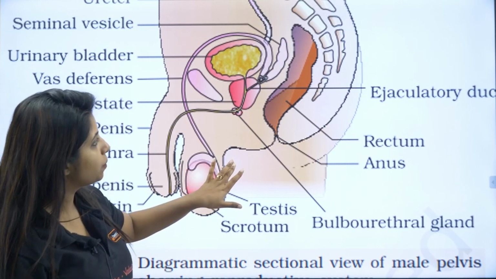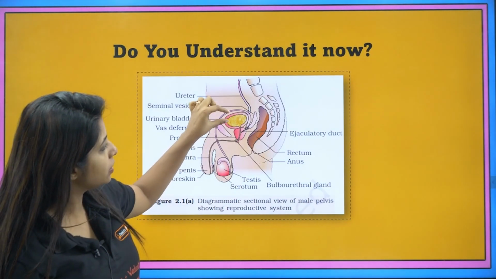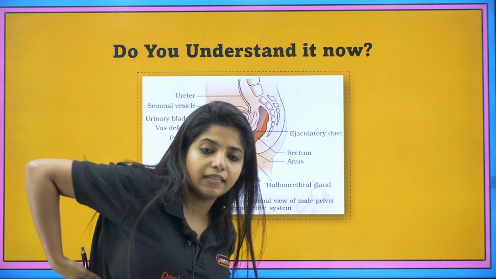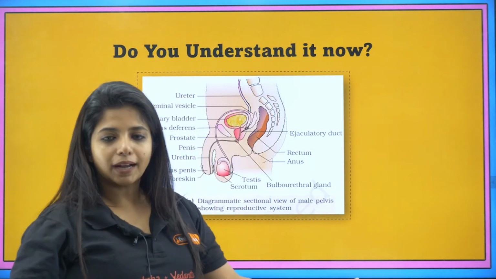I hope it makes sense. And then you have your kidneys, and your urinary bladder connected with your kidneys. The kidneys are towards the back side over here. Yeah, that's all.